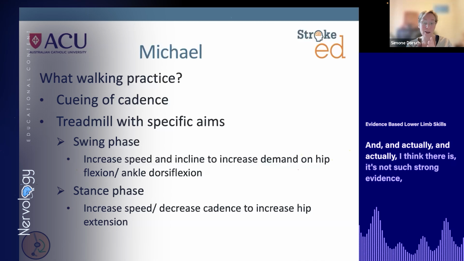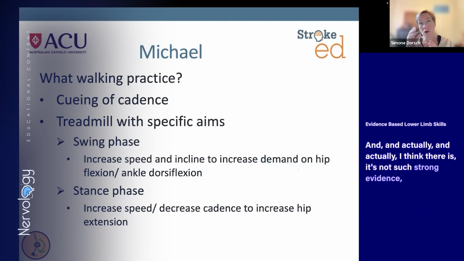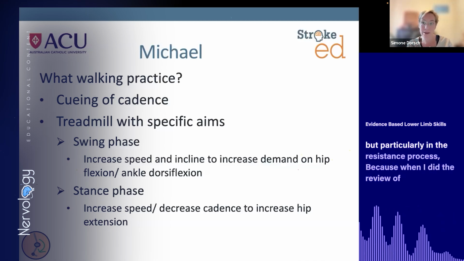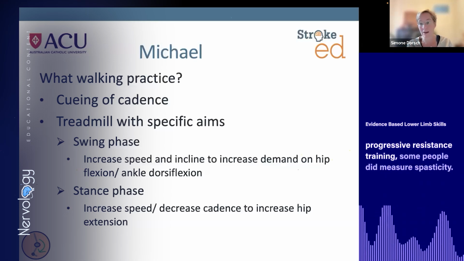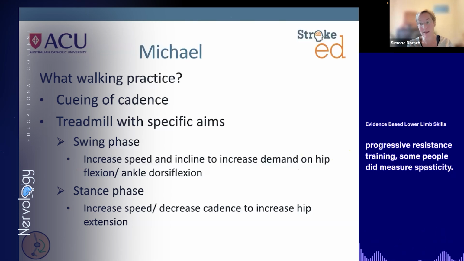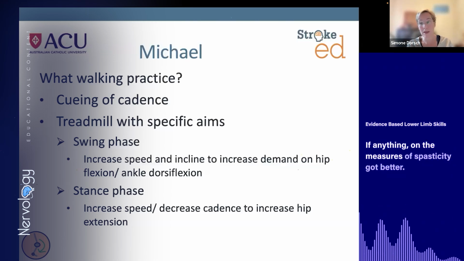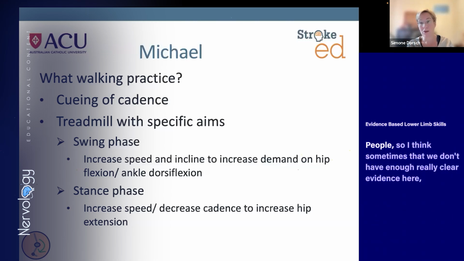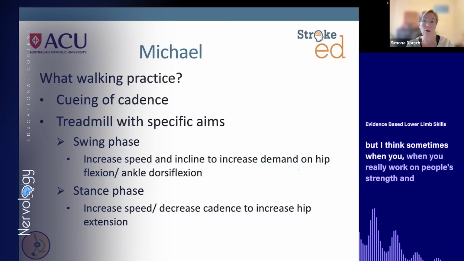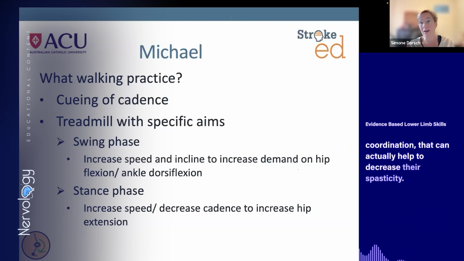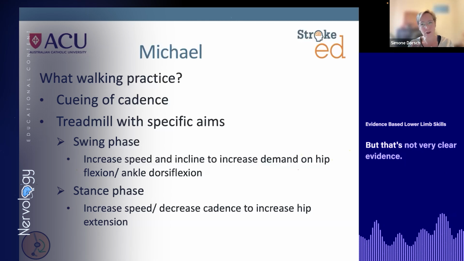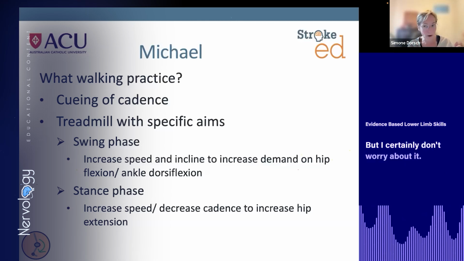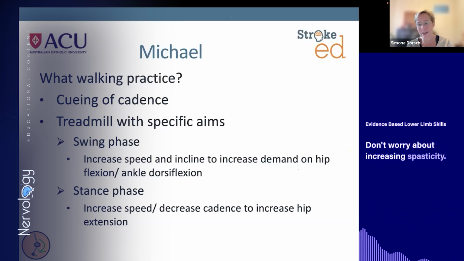And actually I think it's not such strong evidence, but particularly with resistance, when I did the review of progressive resistance training, some people did measure spasticity. If anything, the measures of spasticity got better. So I think sometimes we don't have enough really clear evidence here, but when you really work on people's strength and coordination, it can actually help to decrease their spasticity. But that's not very clear evidence. But I certainly don't worry about it. Don't worry about it increasing spasticity.